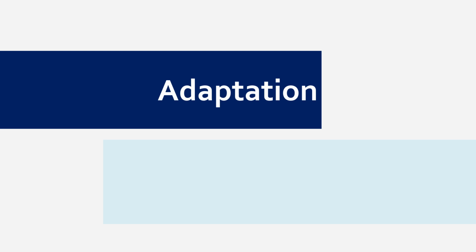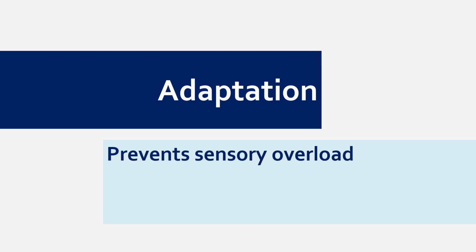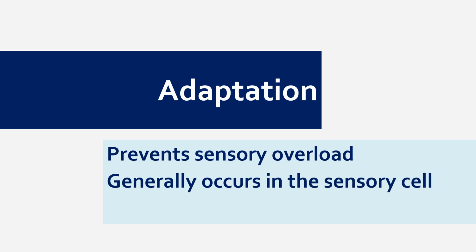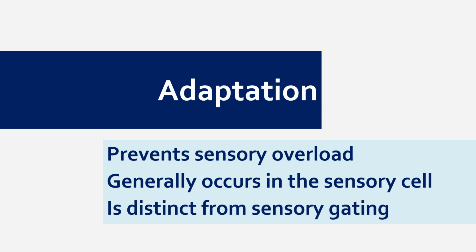That adaptation occurs in the specialist sensory structures, and it's designed to prevent sensory overload. It's normally due to some sort of cellular changes in intracellular signaling mechanisms that change the sensitivity of those specialist sensory structures, which means that the likelihood of them firing an action potential is changed. This is not the same as sensory gating, which is something that happens in the thalamus that we'll cover in a few minutes' time.